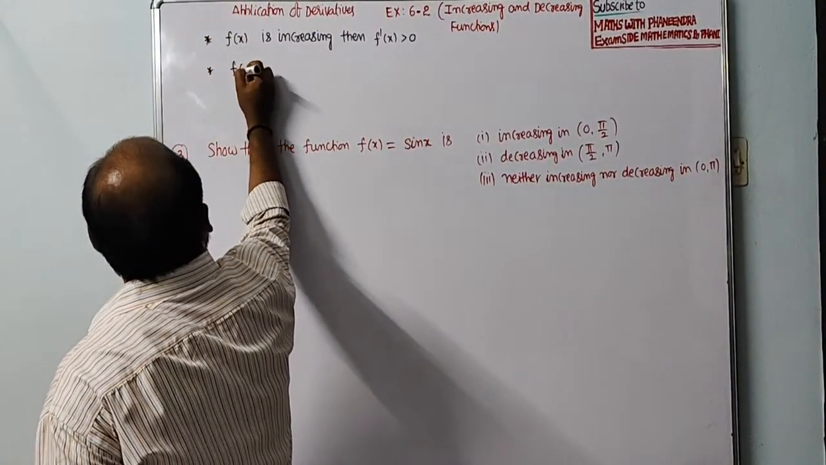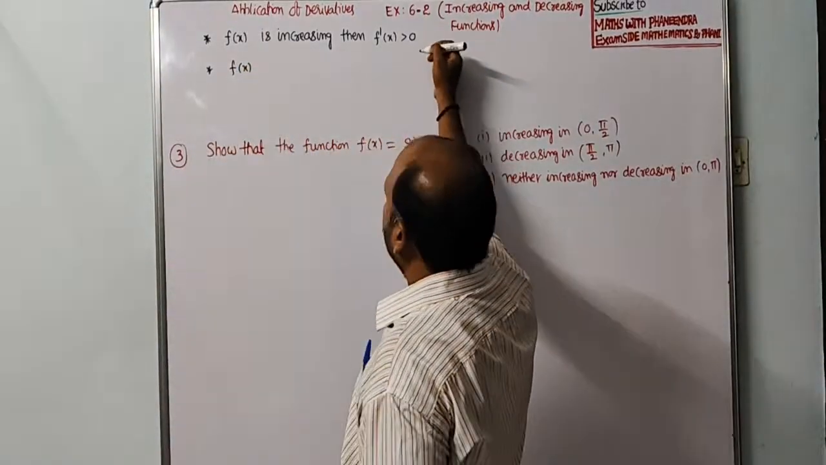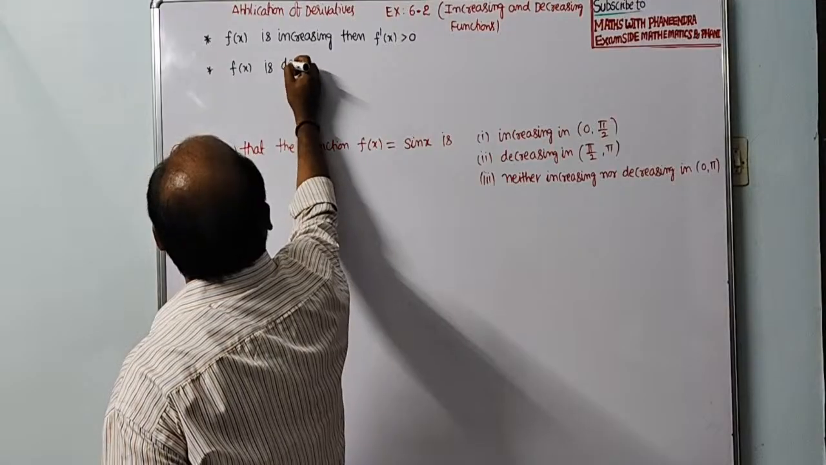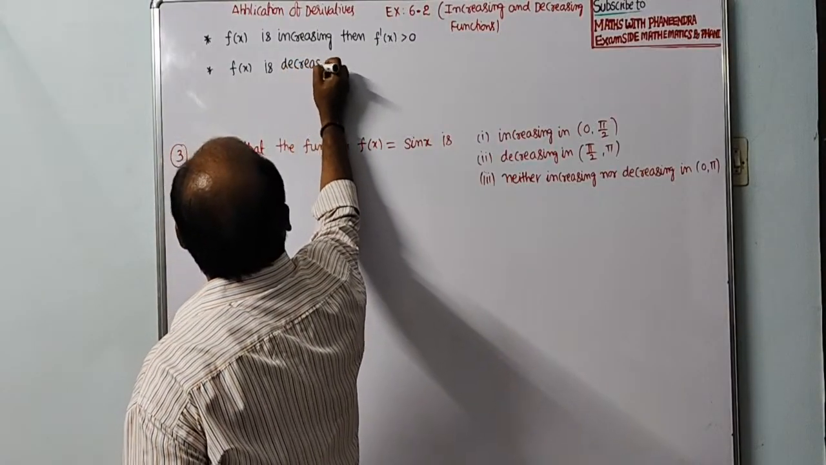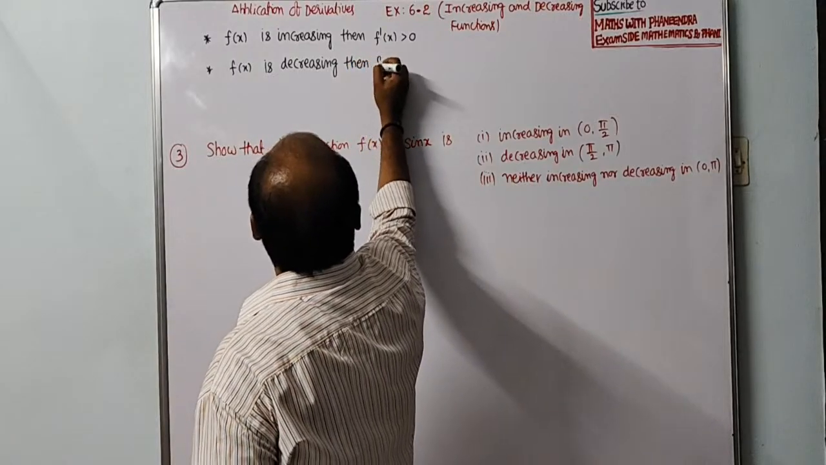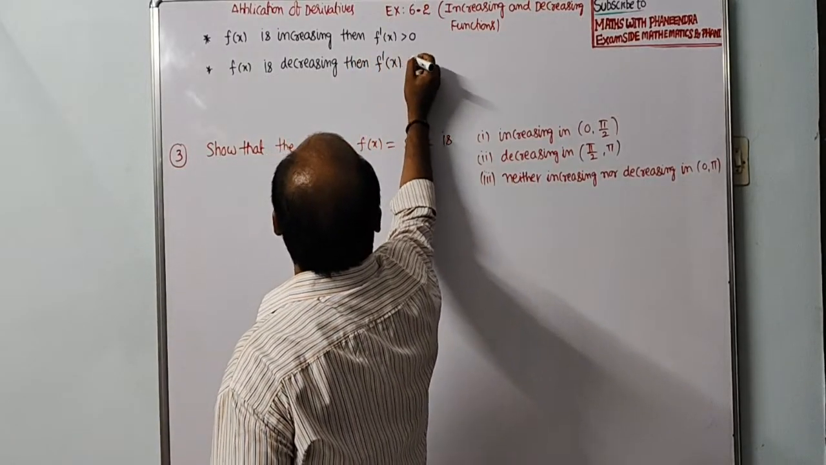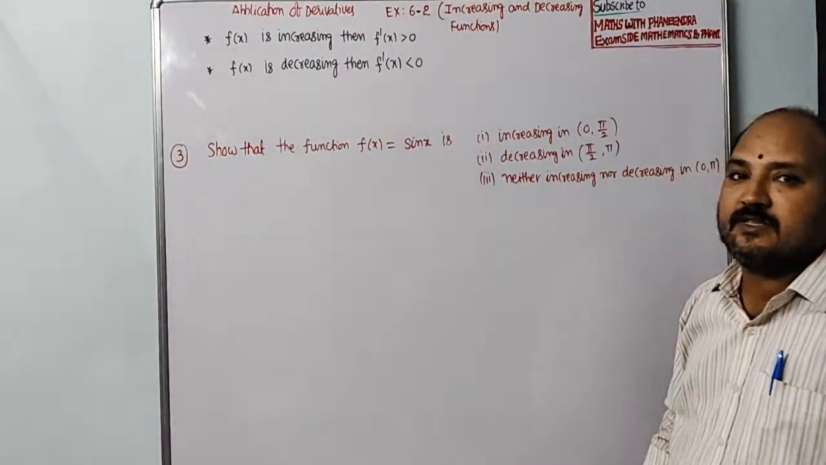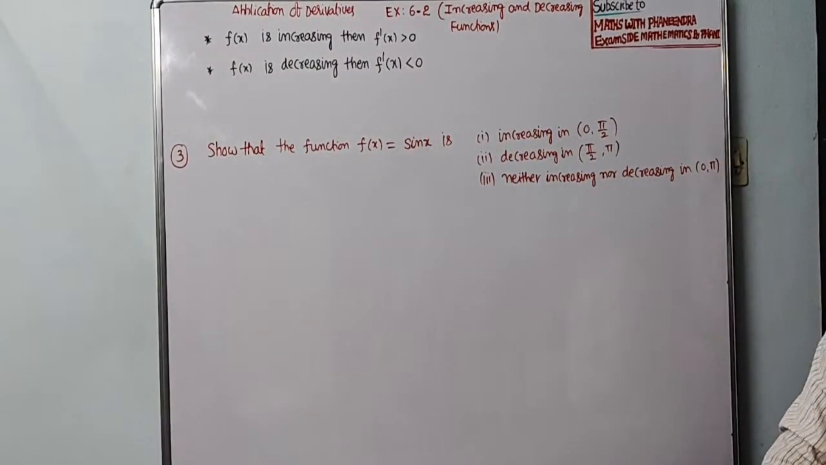Next, if f of x in a particular interval, whatever is provided, is decreasing, then f dash of x is less than 0. f dash of x is less than 0. Okay.